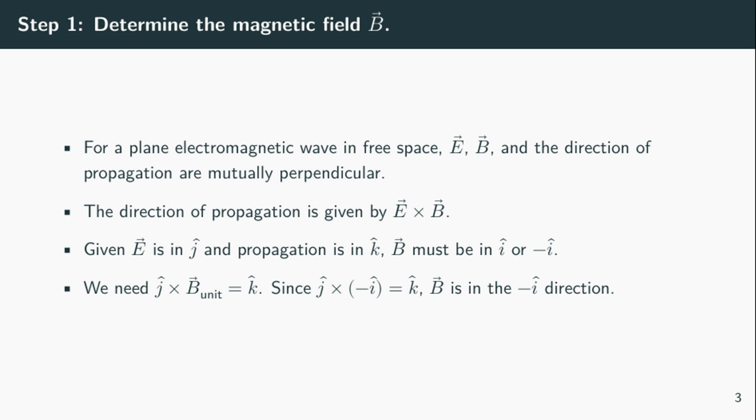For a plane electromagnetic wave traveling in free space, the electric field, the magnetic field, and the direction of propagation are all mutually perpendicular. This propagation direction is given by the cross product of E and B. We know E is in the j hat direction and the wave is propagating in the k hat direction. Using the cross product relationship, E cross B equals the propagation direction, we can determine the direction of B. Applying the cross product rules shows that for j hat cross B's direction to be k hat, B must be in the negative i hat direction.